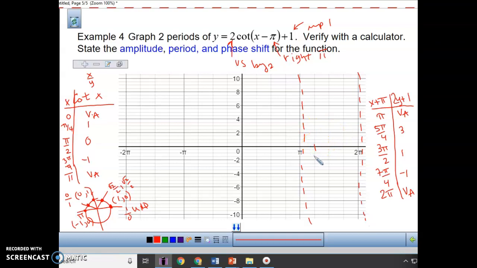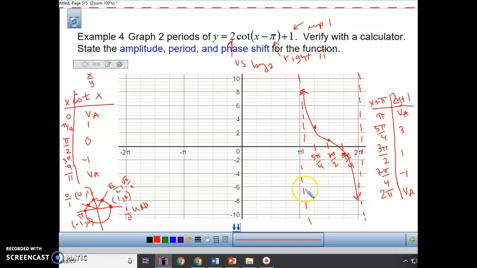And this would be 5 pi over 4. This would be 3 pi over 2, which is the same thing as 6 pi over 4. And this would be 7 pi over 4. So we'll plot those points. We'll connect the dots. And you have one version of your cotan. Let's do this again to get more of them.